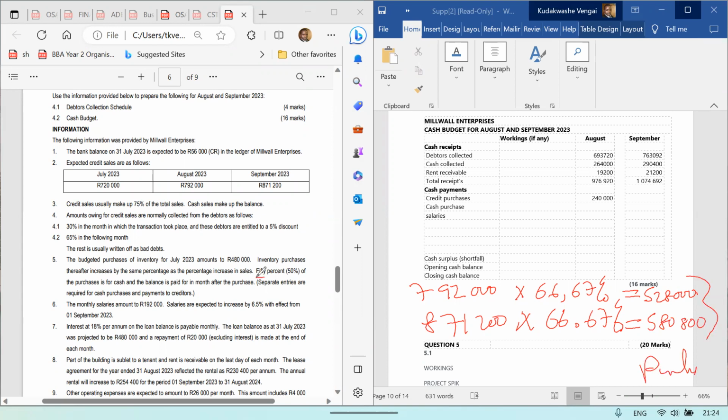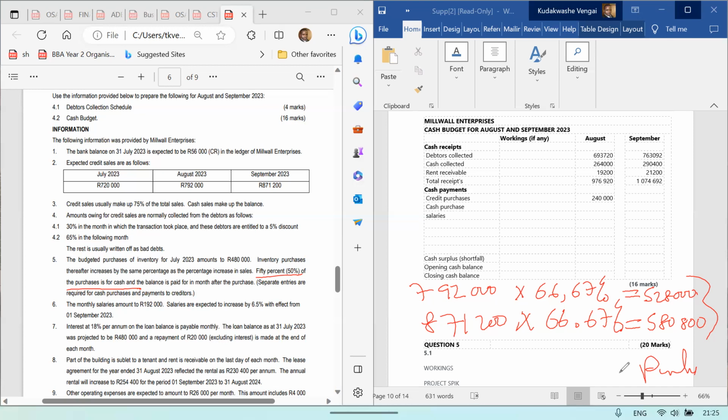Now, what does this statement tell us? It tells us 50% of our purchases are in cash and 50% are on credit, and the credit is paid the following month. So if in August our purchases are 528,000, 50% of that is in cash, which means 50% should be recorded under cash purchases for August. And then the other 50% is in credit, which means it should be recorded under September credit purchases. Are we together there? Yes. All right.